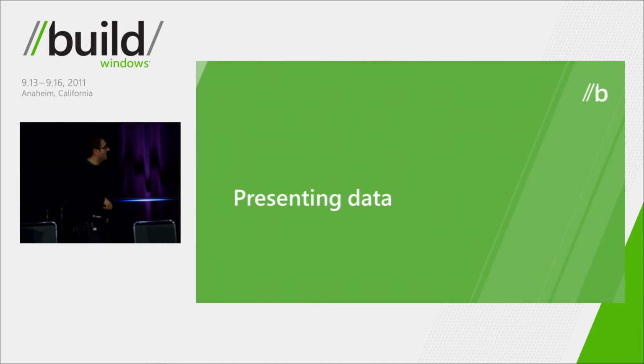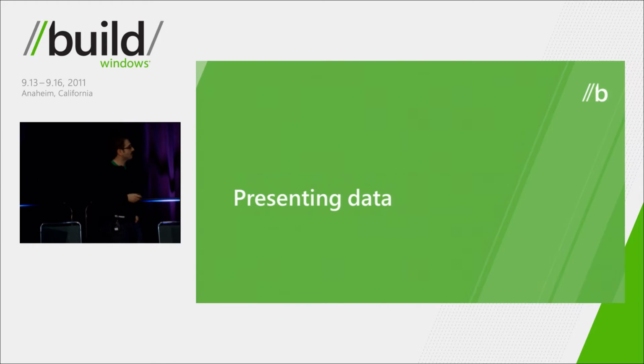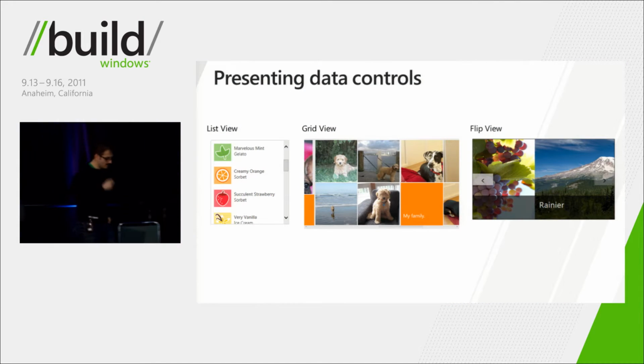We wanted to have a good experience for this for metro-style apps, and make that available to you through some controls. So let's talk about the ones we have here. There really are three primary controls around presenting data: the list view, the grid view, and the flip view. The main one of these, and the one in the middle there, is the grid view.